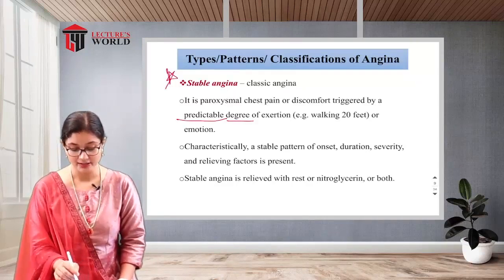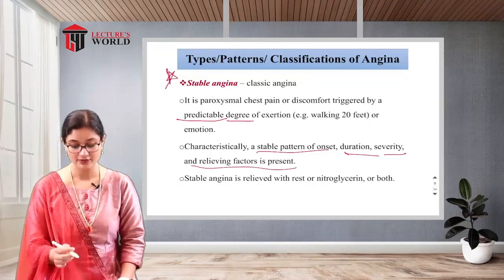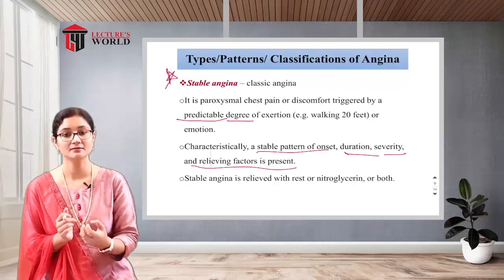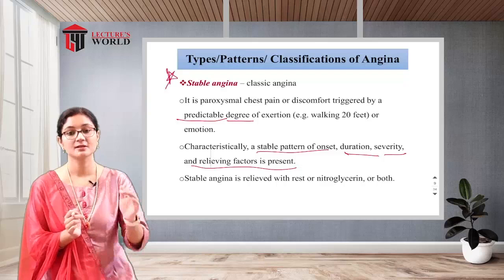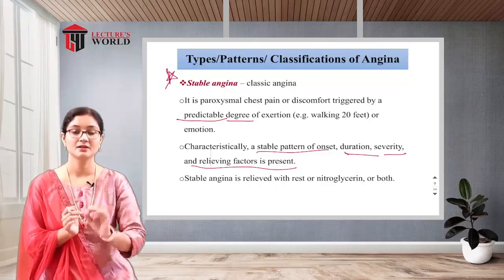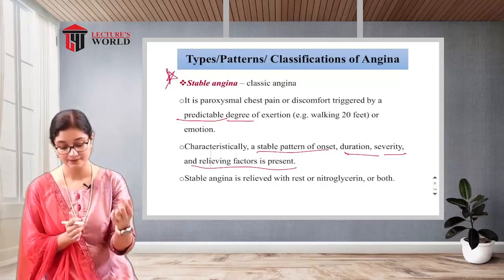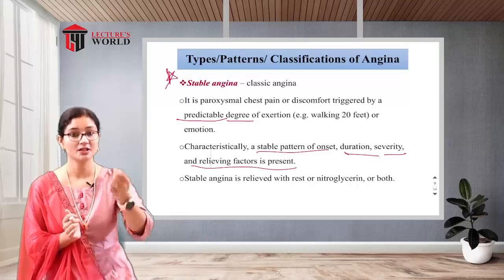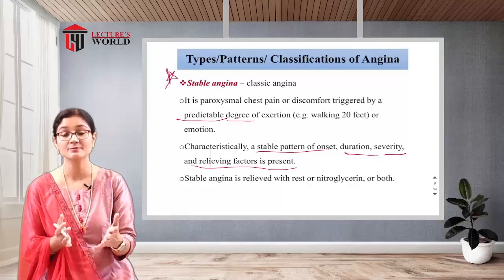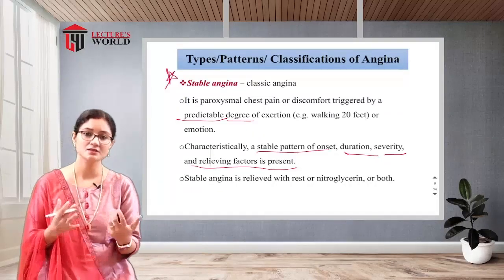Next, characteristically, a stable pattern of onset, duration, severity and relieving factor is present. What do I mean by this? How the pain starts will always be the same. The person gets up and does a treadmill for 15 minutes, and again he develops pain at that exact time. That is the onset of the pain. Duration, that is 15 minutes. When did it start? After 15 minutes, he did 15 minutes. And severity, how severe is this pain? He may say it's a squeezing pain or just a discomfort.